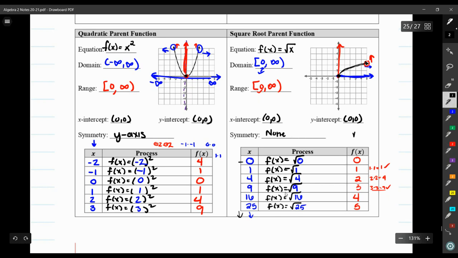Now, that doesn't mean I cannot use values like square root of 2. I can, but the square root of 2 is like 1.41 something, okay? And this isn't very easy to graph, which is why I didn't choose an input value of 2. I chose input values that would make whole outputs, okay?